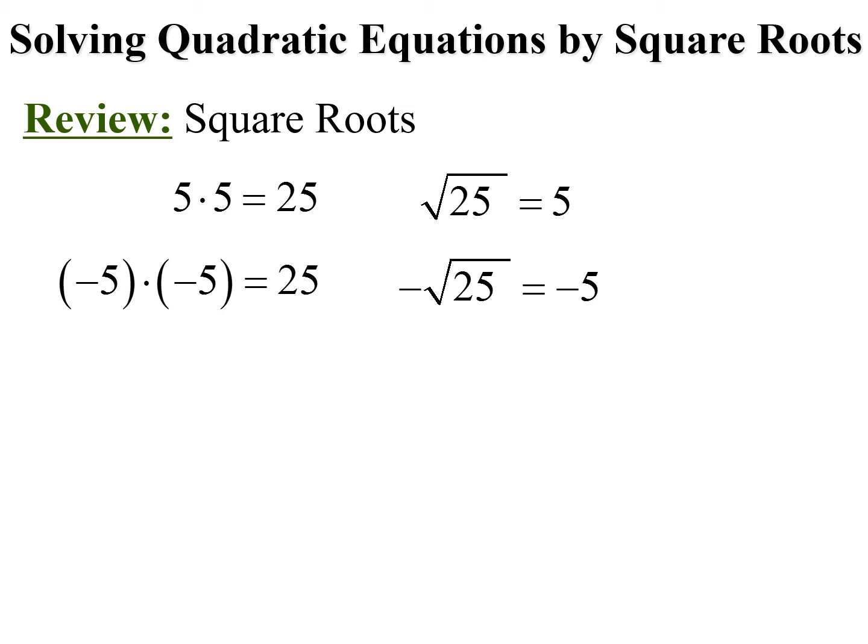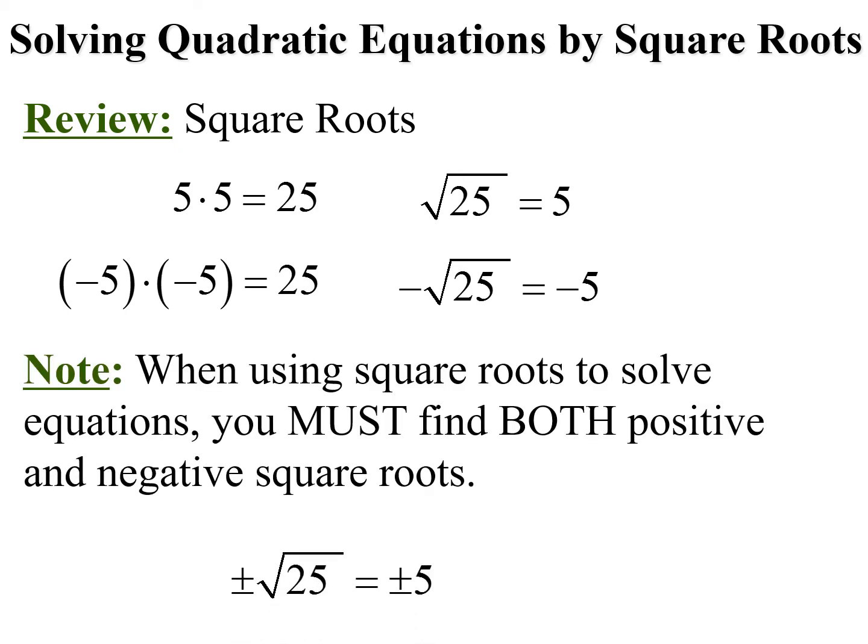So let's make a note here. That when using square roots to solve equations, you must find both the positive and negative square roots. So plus or minus square root of 25 is equal to plus or minus 5.